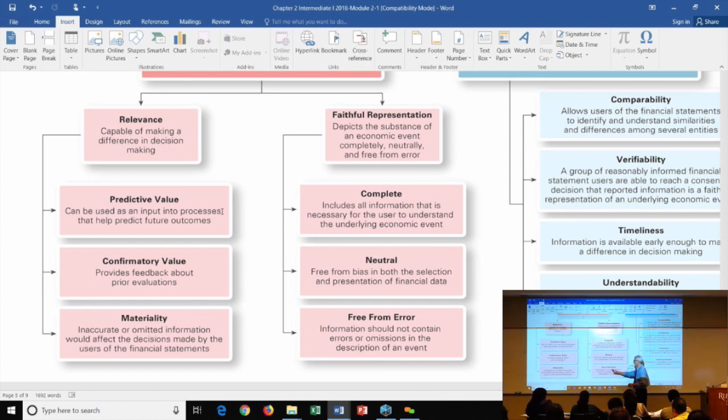You cannot be 100% free from error. You'll have material errors. So there's always going to be miscalculations and estimates. It's not 100% accurate. So the word accuracy, we're going to talk about that when we look at some of the questions. Kind of strange, it's not really 100% accurate, free from material error. So that's what makes information faithfully represented.